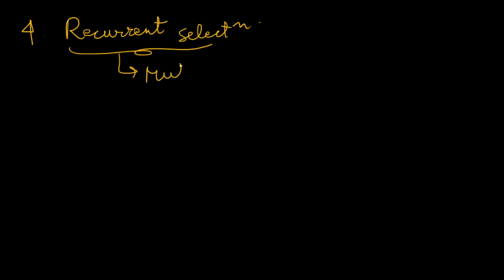Next, we can obviously do recurrent selection, that is multiple generations of selection, reselection generation after generation, to improve overall fitness, whether it is yield, disease resistance, or any other trait. We all know what recurrent selection is, and if you are having a problem with the conceptual understanding of recurrent selection, you can refer to those videos where I have discussed recurrent selection in detail. You will get the details there.